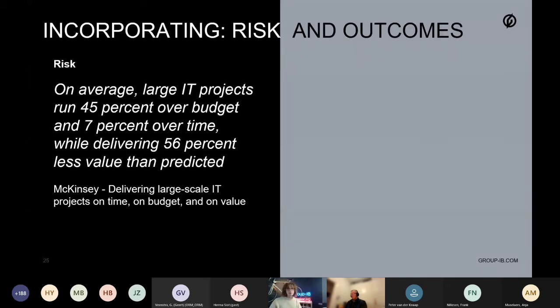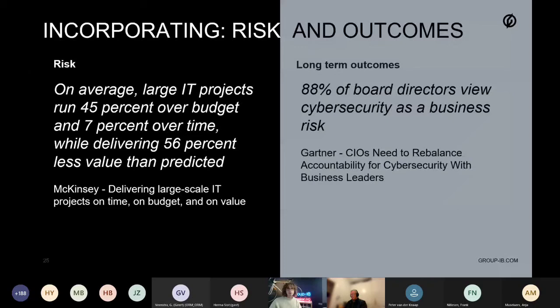And finally, long-term outcomes. Cybersecurity is a business risk. Not every benefit is quantifiable. So you should again be working with, okay, what's my company trying to do? Are we digitizing? Are we trying to remain the lowest price option? How are we differentiating? How are we staying ahead of our competition?